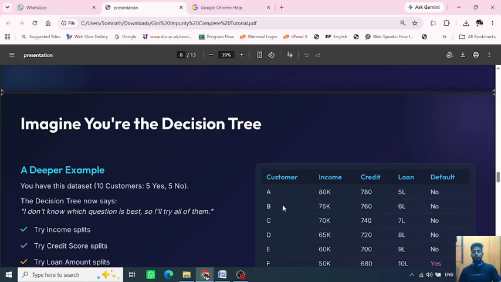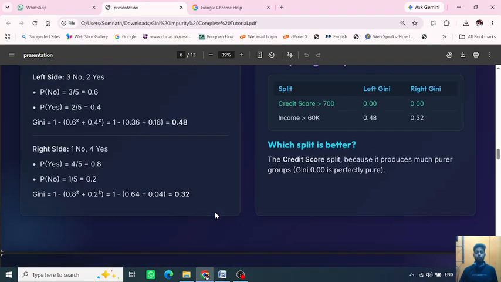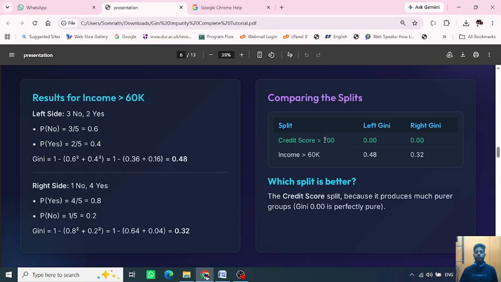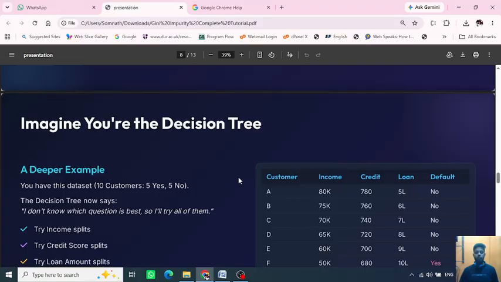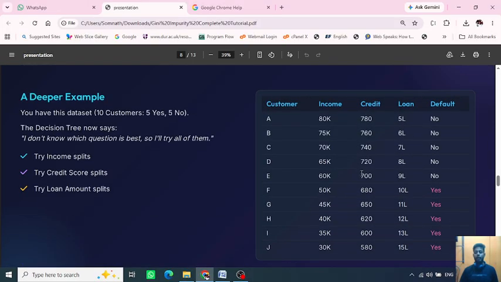Again, I will give you a deeper example so that you can understand everything clearly. Because here I have shown you only credit score greater than 700 and income only 60K. But why choose 700, not the other values? Because there are lots of values present in the credit score. Same for the income. Why pick only 700, not 780, 650, 600? Why not? Same for the income, right? Actually, this is our data set.